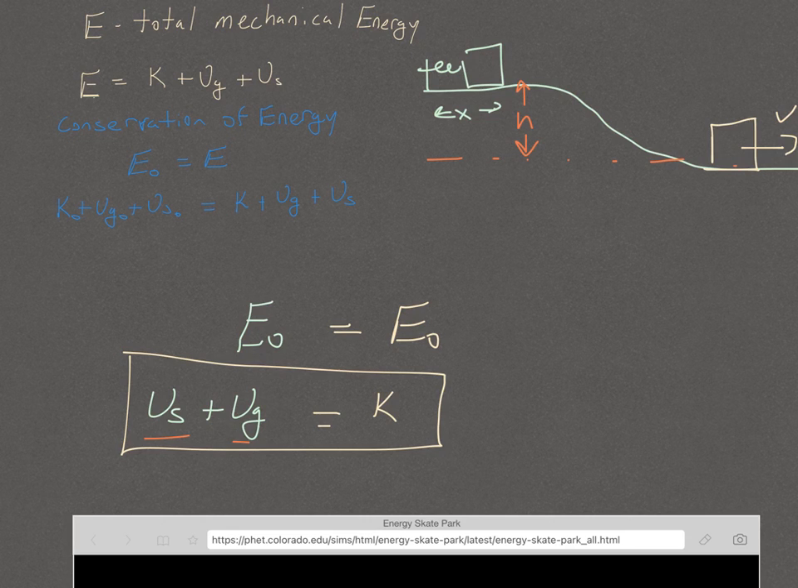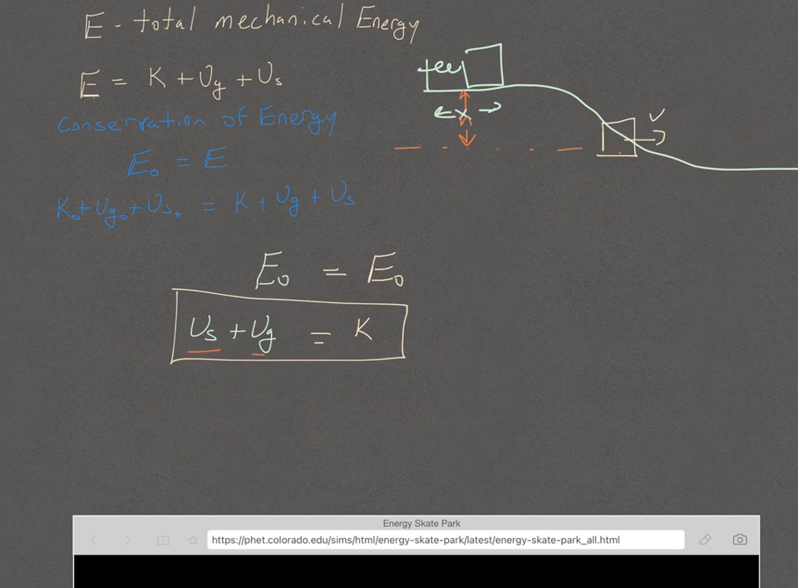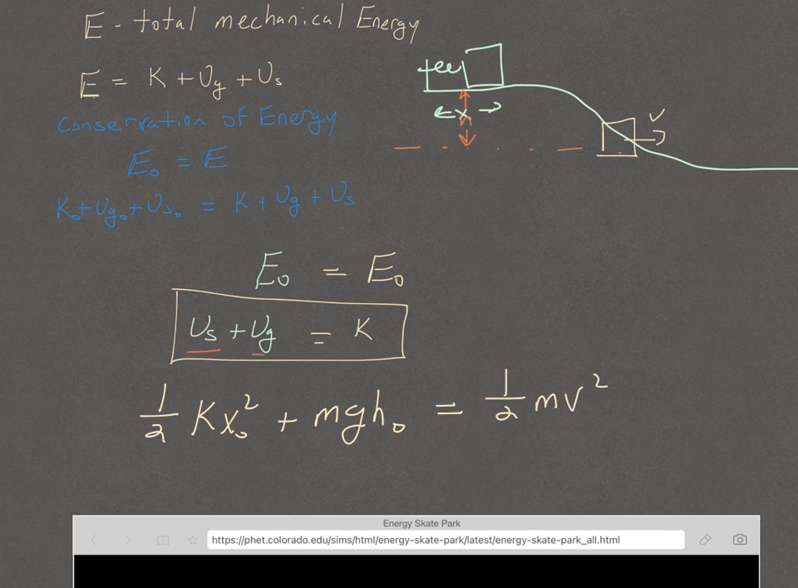The next step that would happen in that type of problem solving would be to substitute in what the individual equations are for those concepts. So we would have the spring energy, which is 1/2 kx squared, plus the gravitational potential energy, which is mgh, and those are at the starting point, and that's going to have to equal the 1/2 mv squared for the kinetic energy. And usually it's from that point where we'll start to solve for whatever the problem asked for.